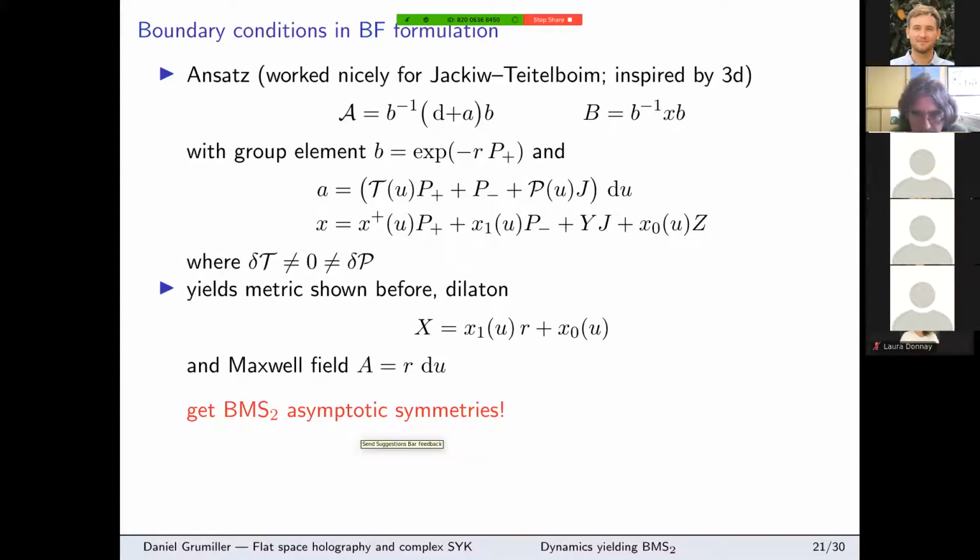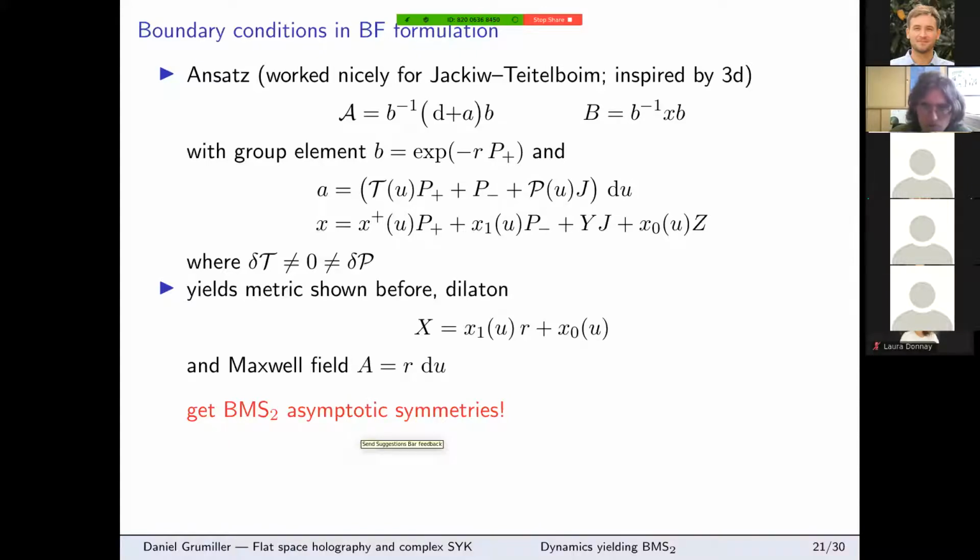Now, it's a simple exercise to check that with these boundary conditions, the metric is precisely of the form I've shown before. The dilaton is an arbitrary linear function of the radial coordinate. So that explains why, often in a string theory context, these solutions are known as linear dilaton vacuum. And the Maxwell field is just the Coulomb field in two dimensions.